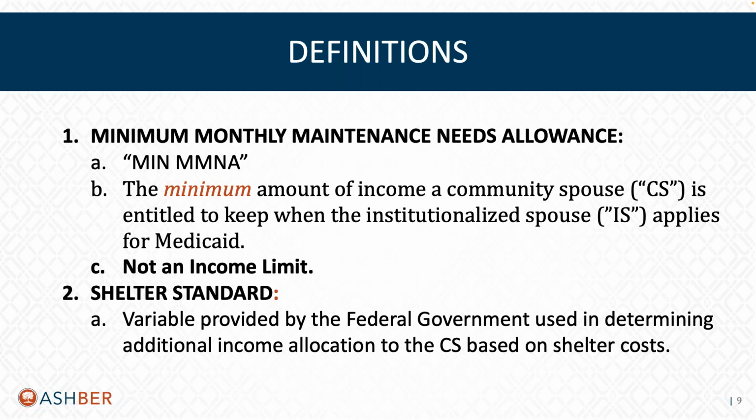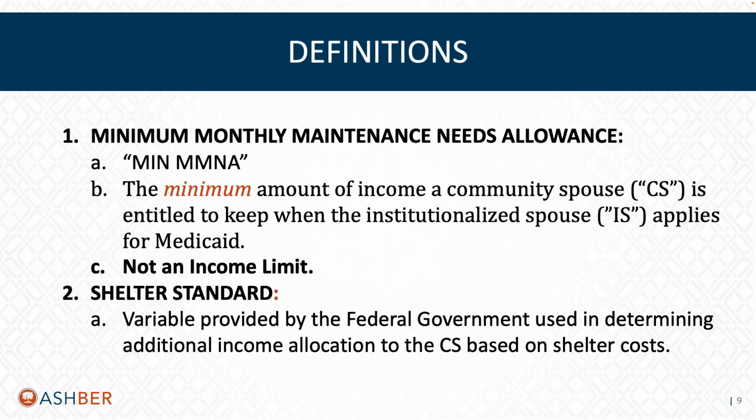This is essentially an income standard that is allotted to the community spouse that says what he or she is entitled to for income. It is not an income limit, it's an income standard. So if the client doesn't have enough income, then we need to do something to help them meet that standard, give them enough income to be comfortable in the community. It is not an income limit, can't stress that enough.